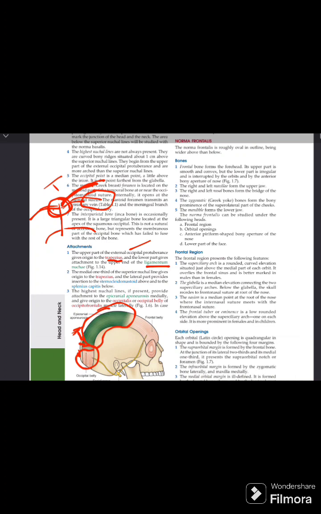Okay, so there are three places you can see: the occipital protuberance, the superior nuchal line and the highest nuchal lines. These are giving the attachments to the muscles. Okay, then is the frontalis.